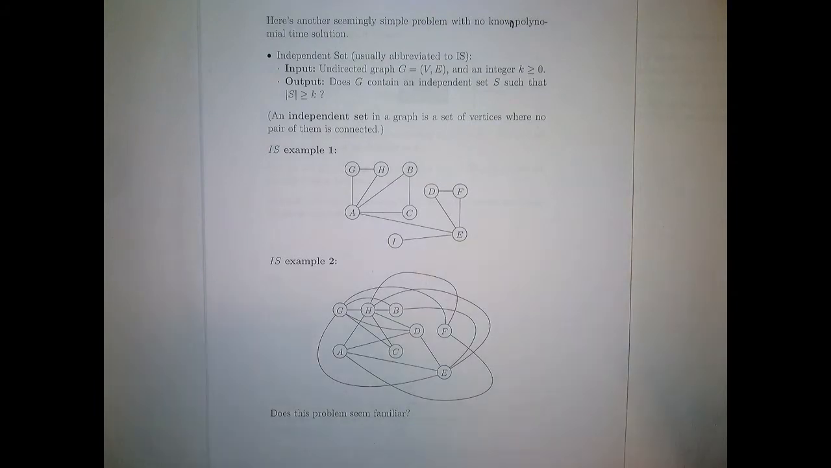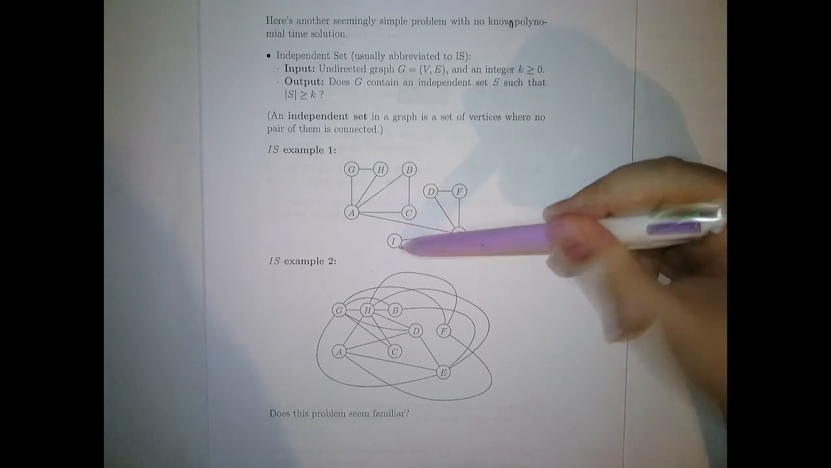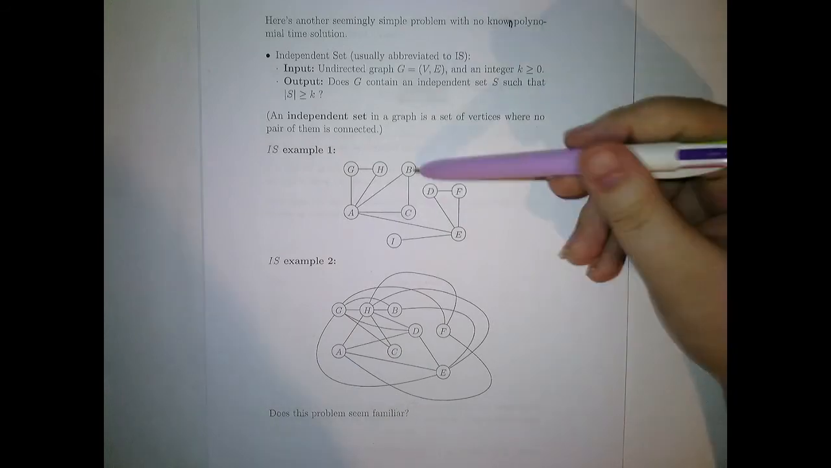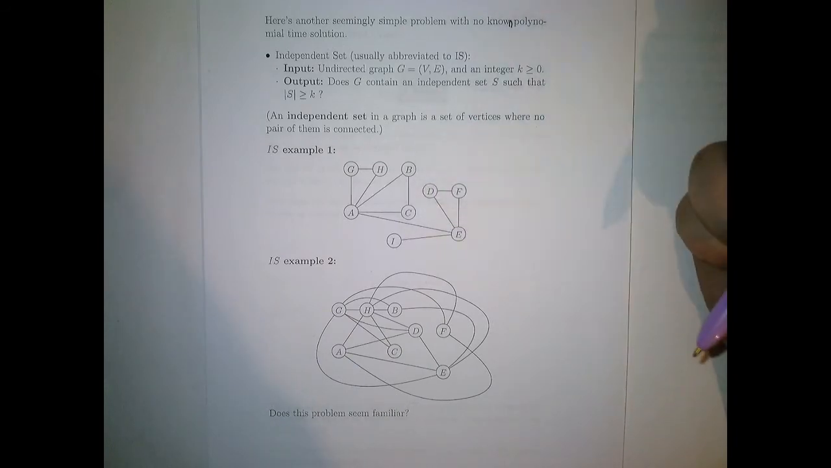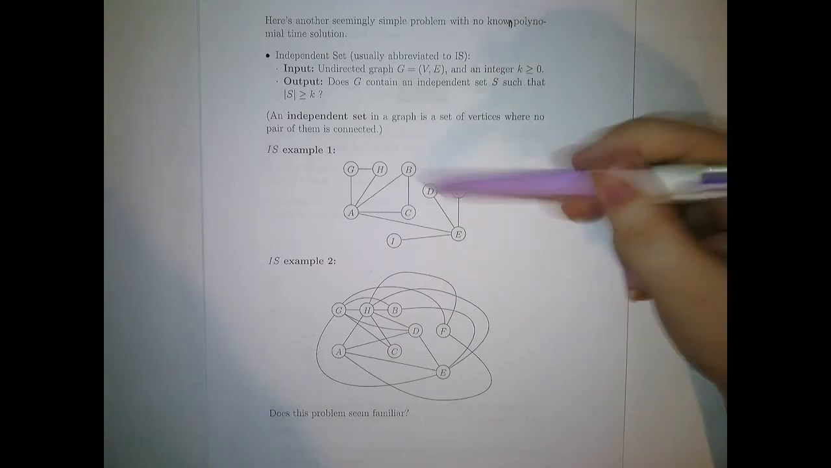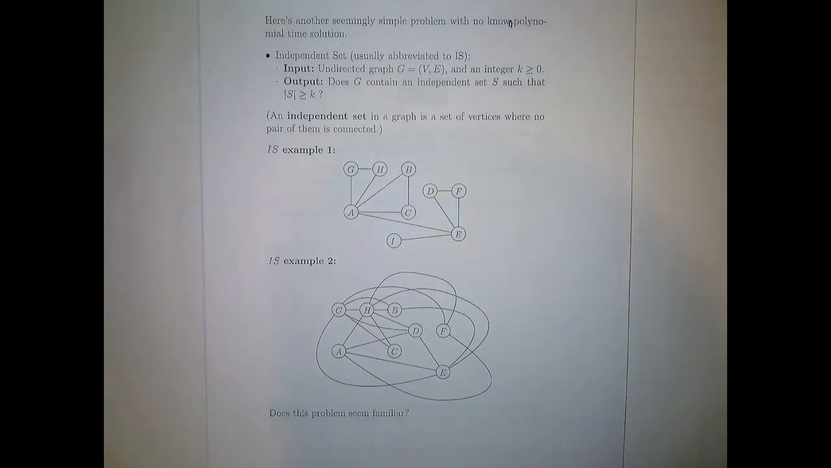So if we look at this example down here, B, D, and I would be an independent set. There's no edge connecting any pair, B, D, or I. B, D, F wouldn't be an independent set. B and D aren't connected, B and F aren't connected, but D and F are connected. Right? So you want to find a bunch of vertices with no connection between them, and you want to put as many vertices into that set as you can.